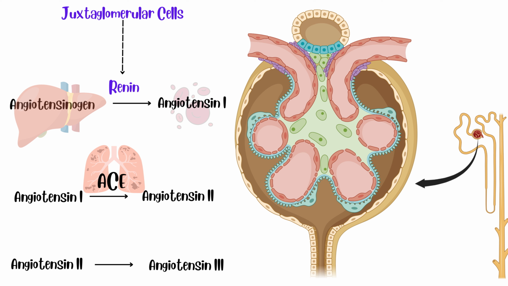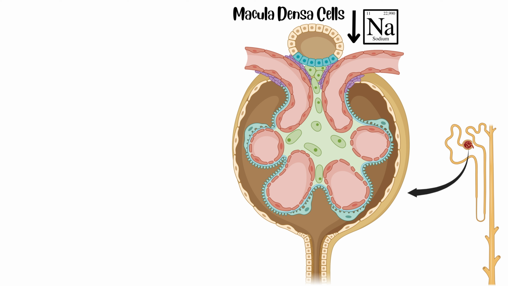The decrease in the sodium ion concentration in the glomerular filtrate as it reaches the top of the loop of Henle's ascending limb is another trigger for renin production from the juxtaglomerular cells. This decrease is detected by the specialized macula densa cells, which then communicate with the adjacent juxtaglomerular cells.